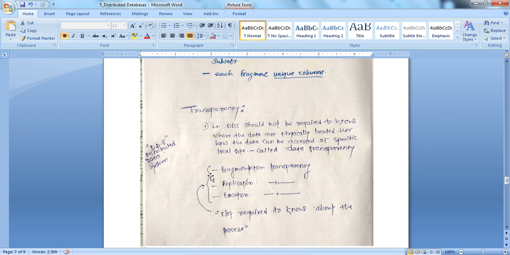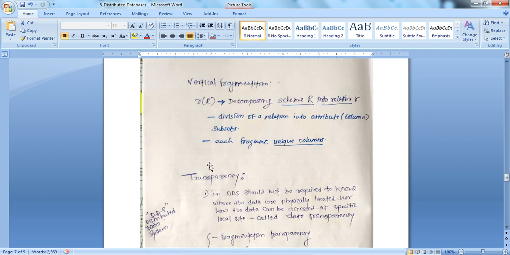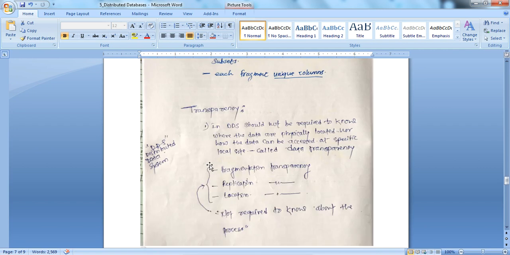Now the fragmentation transparency, replication transparency, location transparency. That one is simply fragmentation: there is no need to know which type of fragmentation is used, vertical or horizontal. A particular user can directly access that data. The user doesn't know exactly how the data is fragmented. Same thing, the user can access the data.